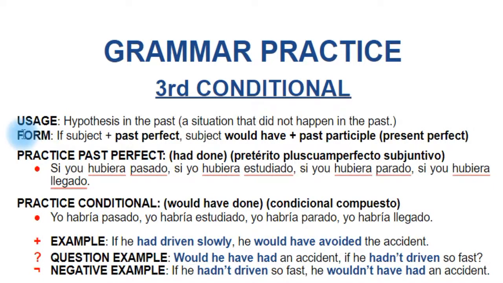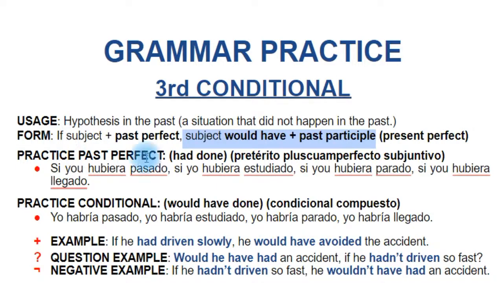The form is we have two clauses. We have one clause with if and the second clause with would. You see would and if, these are two different clauses. You have to be careful. Never use if and would in the same clause.